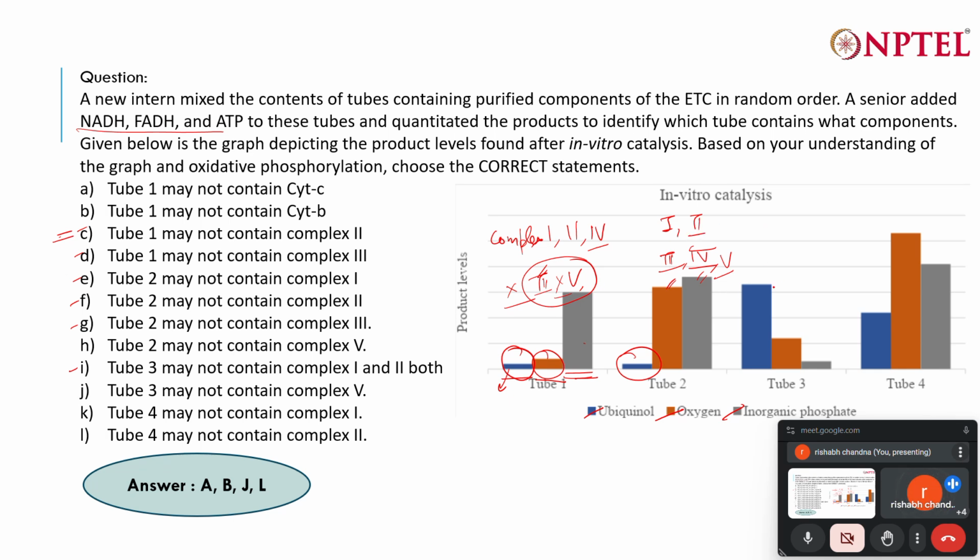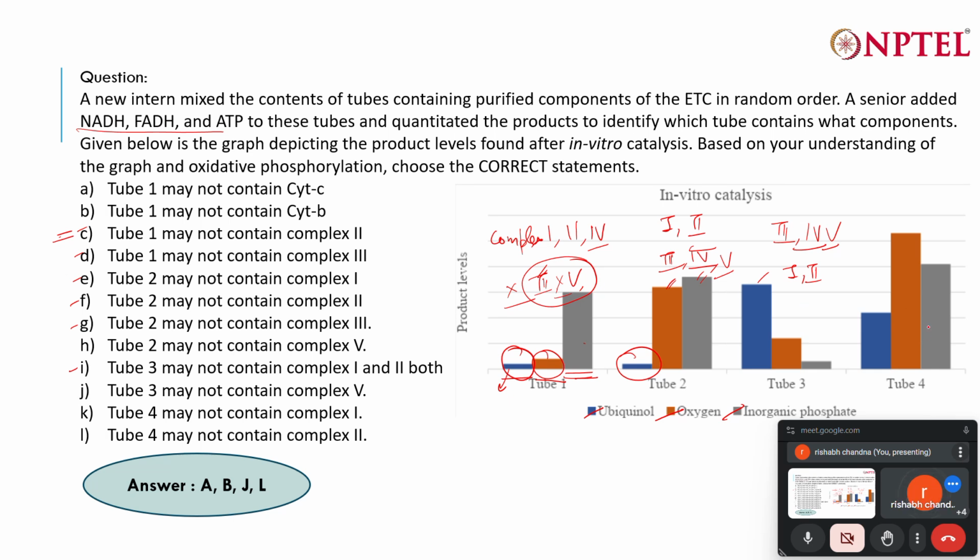Okay, now moving on to tube 3, ubiquinol levels are high. So complex 3 can be present here. Oxygen levels are low, that means complex 4 can be present here, and inorganic phosphate levels are very low, so complex 5 can be present here. And here 1 and 2 might not be present.